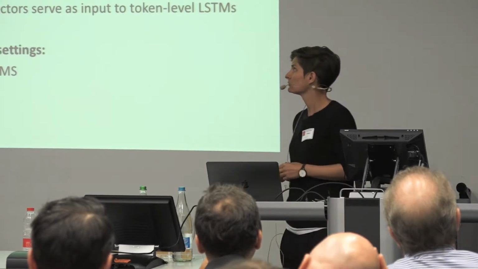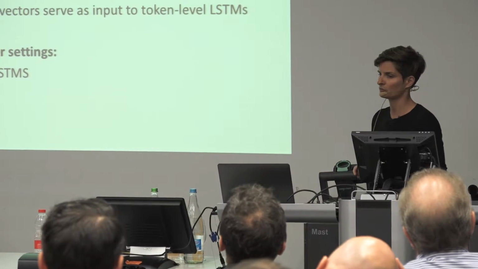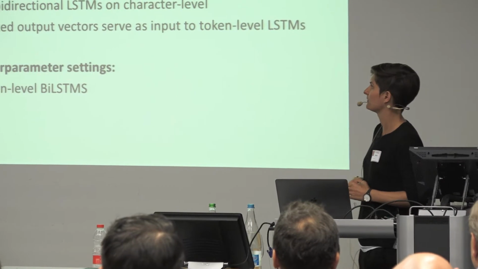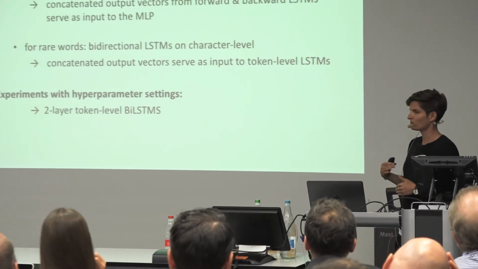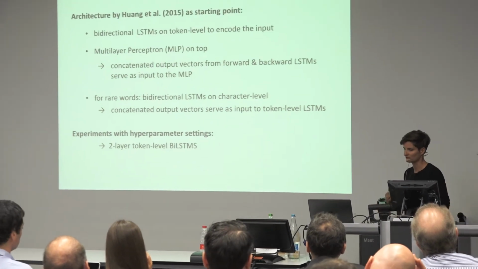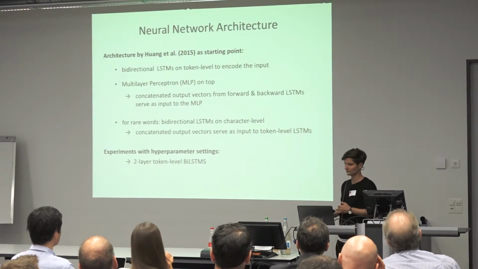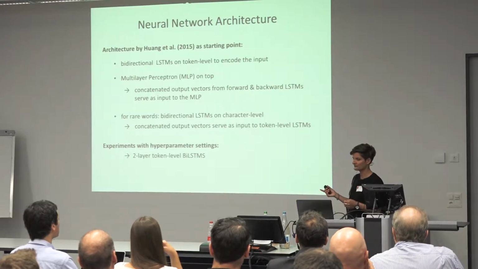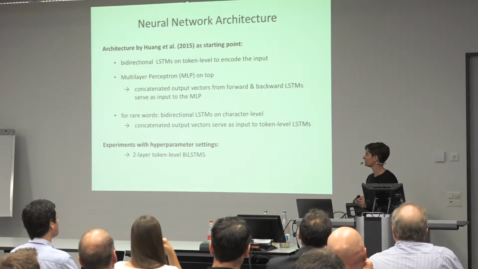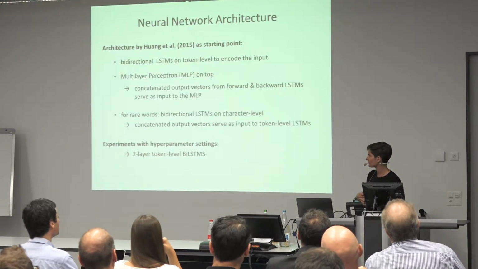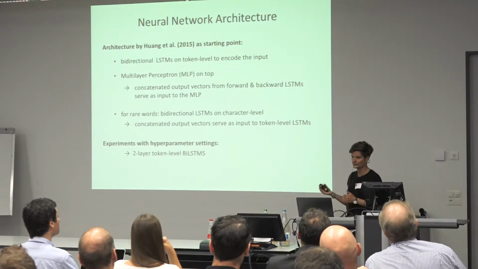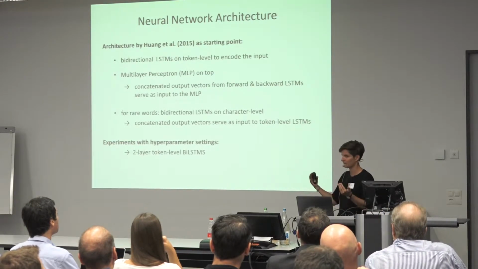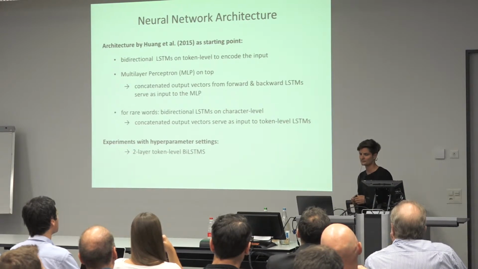We used the neural network architecture developed by Huang and colleagues as a starting point. Basically, we have bidirectional LSTMs on the token level to encode the input, and then a multi-layered perceptron on top. We concatenate output vectors from forward and backward LSTMs and give them as input to the MLP. For the rare words, we again have forward and backward LSTMs on character level, concatenate output vectors, and feed them as input to the token-level LSTMs.